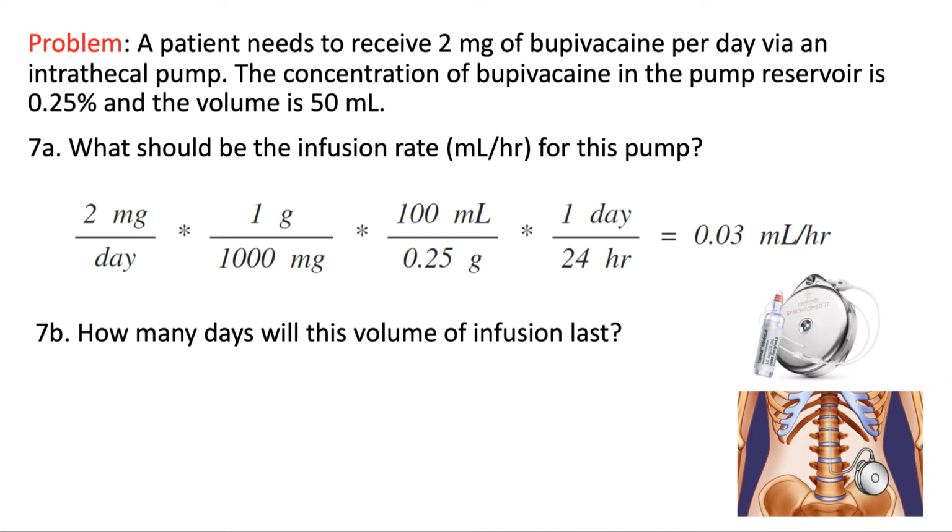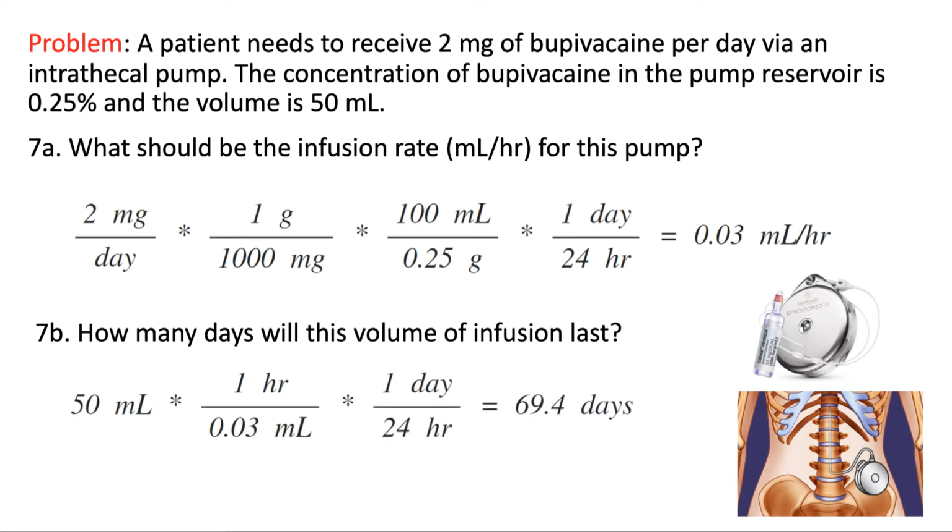Part B of this question says, okay, well, how many days will this volume of infusion last? If you're going to pump it in at 0.03 milliliters per hour, how long will this reservoir last? Well, that's easy. We know the volume of the reservoir. We were told it was 50 milliliters. So I take my 50 milliliters times the infusion rate we just calculated, expressed as every 1 hour it would infuse 0.03 milliliters. Milliliters cancel, and that would calculate the number of hours the reservoir would last.